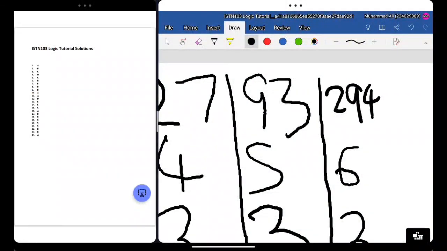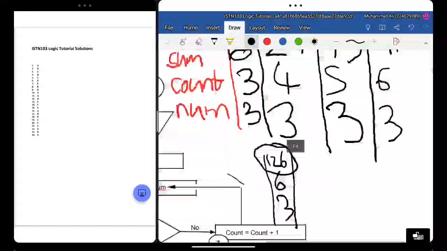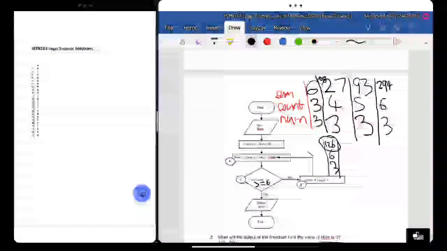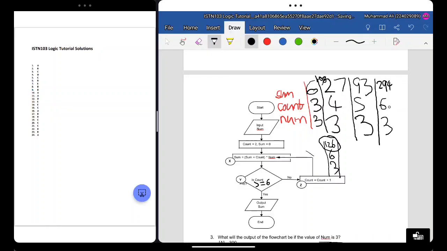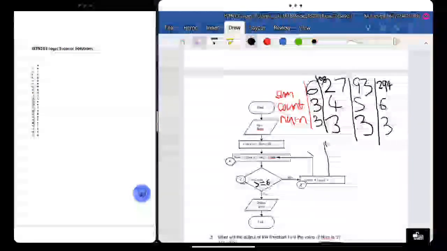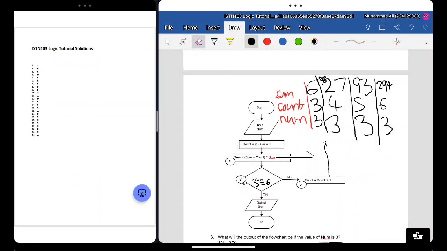294. Now the next iteration, because over here count is 5 plus 1, that is 6. We got 3. Okay, now the next iteration we're going to go is this one. So our sum now is going to be 294 plus 6, that's 300. 300 times 3 is 900. So 900 is the sum, then the count will be 6, remains the same. Num will be 3.